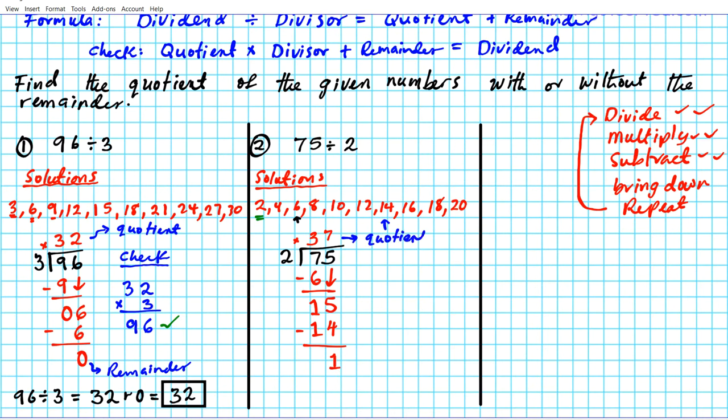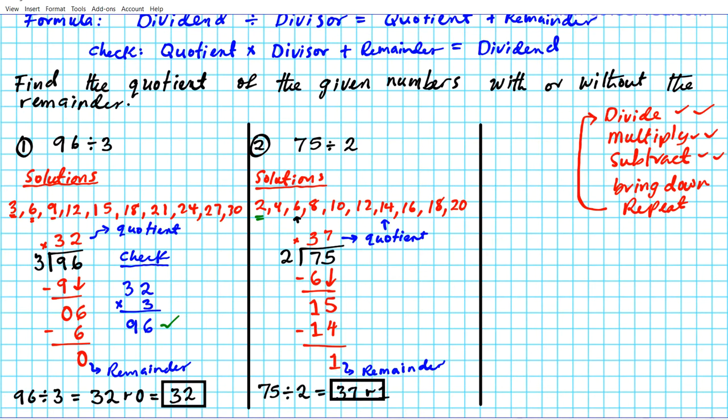And then this one that we have here, guess what that is? That is our remainder. In this problem, ladies and gentlemen, we actually have a remainder. That means that 2 doesn't go into 75 evenly. Answer: 75 divided by 2 is 37, whole number, remainder 1. Okay, that's your answer.